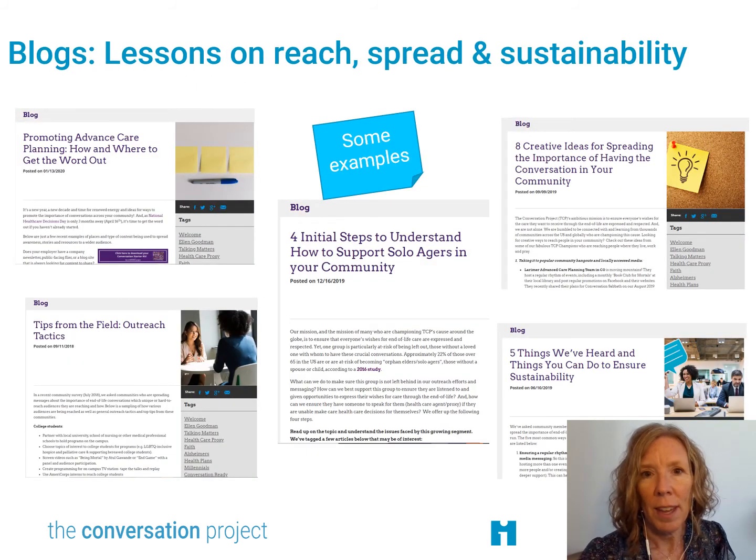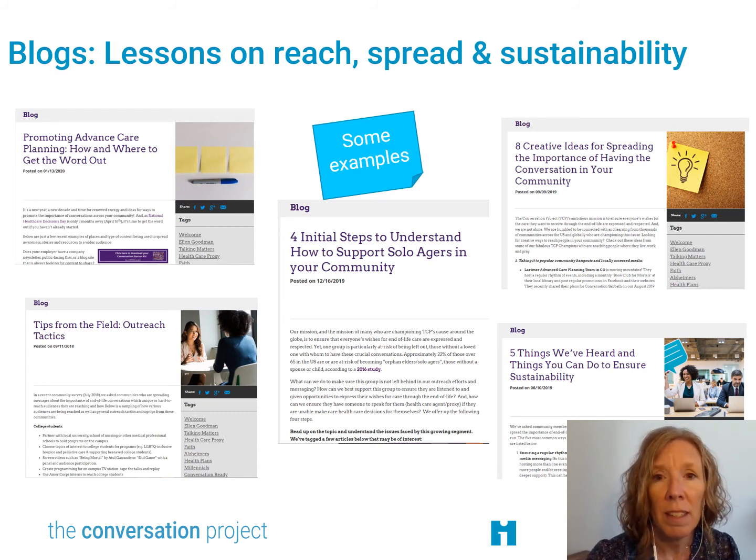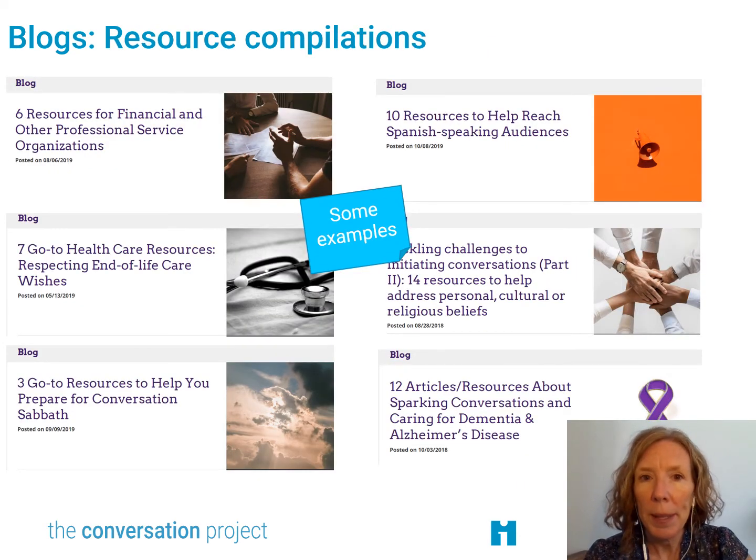So I'm going to quickly dive into the several types of blogs that we have. These are just a few sample blogs that share lessons on reaching, spreading, and sustaining these conversations across communities, from outreach tactics to supporting solo agers. We also put together resource compilations geared toward a specific topic or audience to make it easy to find all the related resources we have. Some examples here include resources for financial or other professional service organizations, resources to help reach Spanish-speaking audiences, and a compilation of resources to support caregivers of those living with Alzheimer's disease or other forms of dementia.